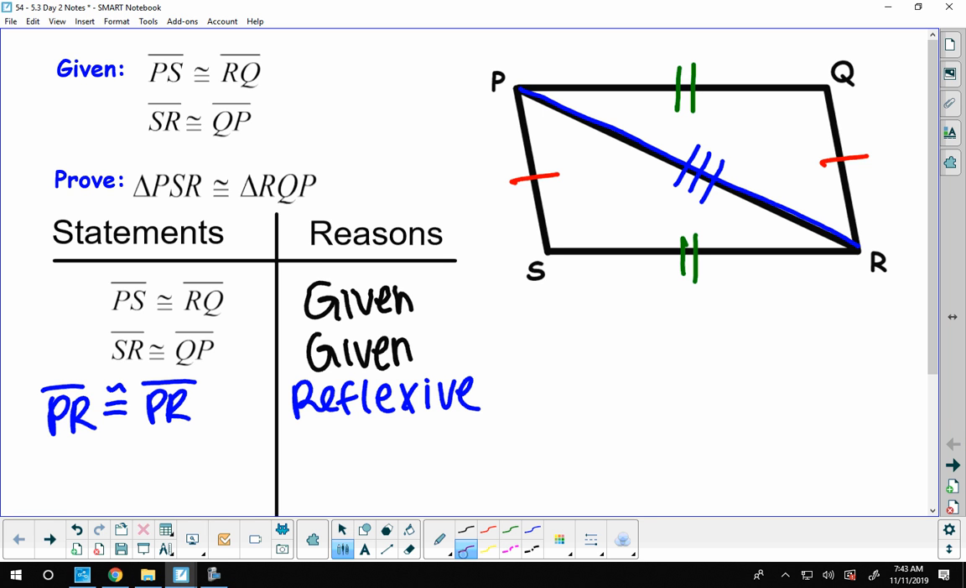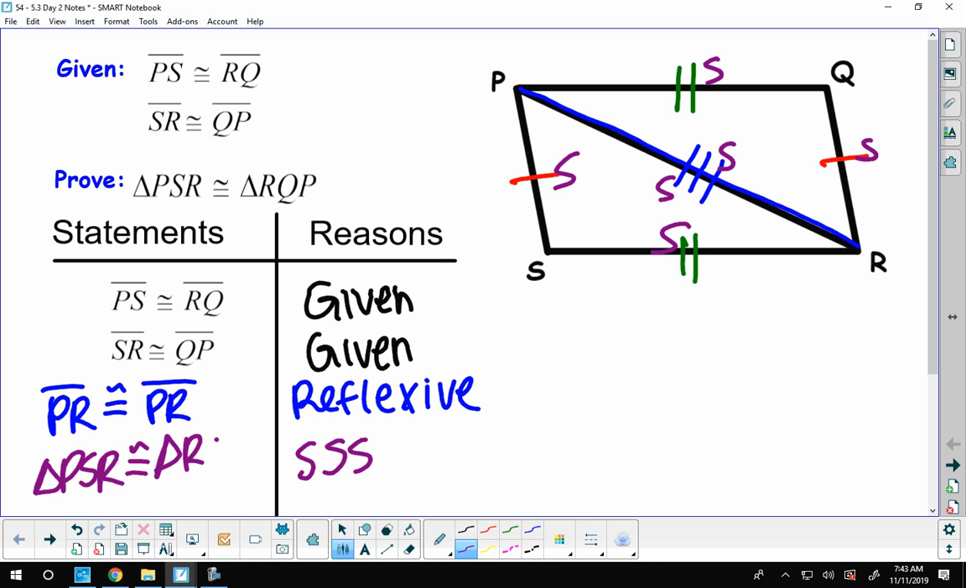We have side, side, side in one triangle that's congruent to side, side, side in our second triangle. So we can conclude by the side, side, side congruency postulate that triangle PSR is congruent to triangle RQP.